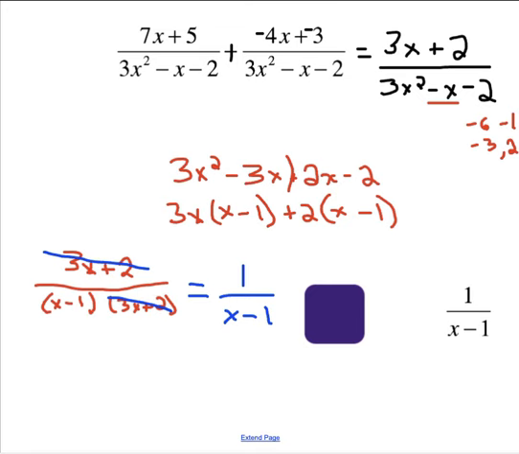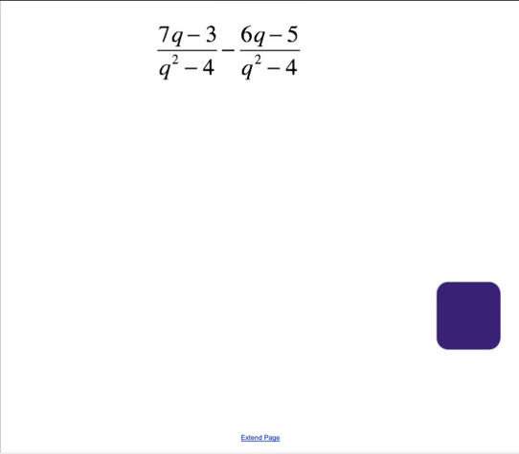Here's another one. Both have the same denominator. That's a good thing. We go ahead, this is subtraction. I'm going to change subtraction to addition and change this to negative 6q and positive 5. Now I'm going to go ahead and combine. 7q plus negative 6q is positive 1q. Negative 3 plus positive 5 is positive 2.